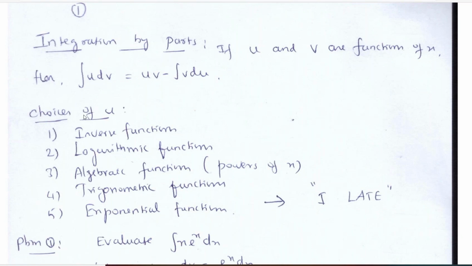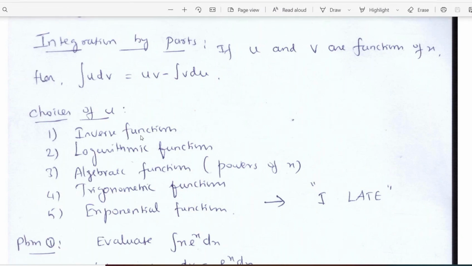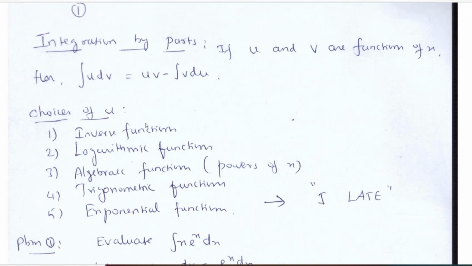Here, the choice of u is very important. That will make the problem simple. So, how to select u? That is given here. If there are any inverse functions in the given integral, then you have to give the first priority to inverse functions. That can be taken as u. The next choice is logarithmic functions. Third choice is algebraic functions or powers of x. Algebraic functions is nothing but powers of x. And fourth one is trigonometric functions, like sine, cosine, secant, tan, like that.